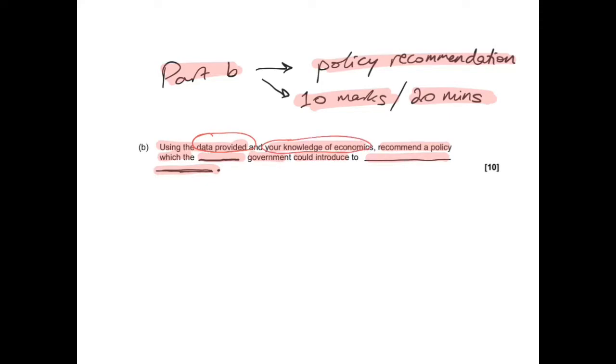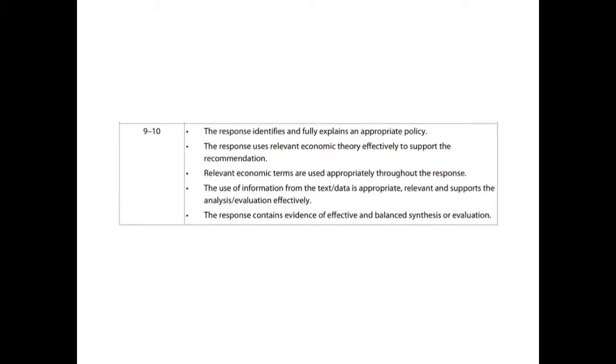So I'm going to talk to you about how you structure your question and what you should do to access the higher mark bands in this question. This is what the mark bands look like for the highest level. So a 9 out of 10. This is a level 5. To access level 5, to get either a 9 or a 10 out of 10, your response needs to identify and fully explain an appropriate policy. So the policy needs to be appropriate. It needs to be relevant.